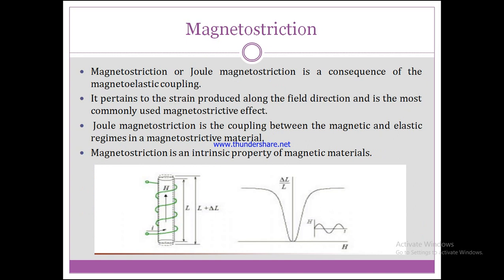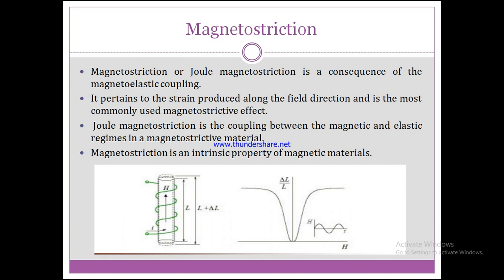The magnetostriction, or Joule magnetostriction, is a consequence of the magnetoelastic coupling. It pertains to the strain produced along the field direction and is the most commonly used magnetostrictive effect. The Joule magnetostriction is the coupling between the magnetic and elastic regimes in the magnetostrictive material. The magnetostriction is an intrinsic property of magnetic materials.